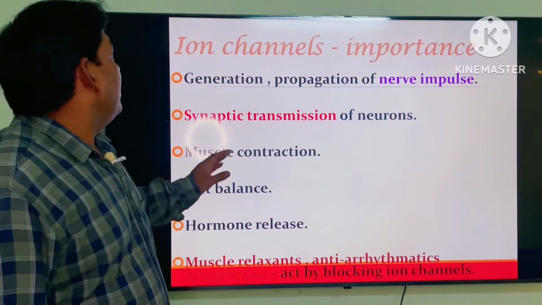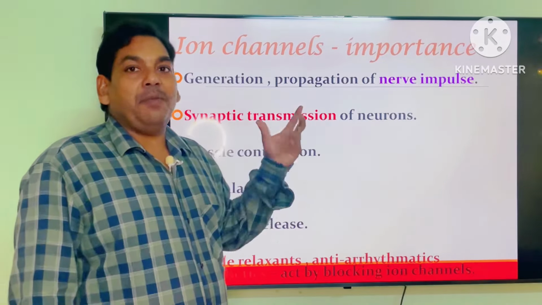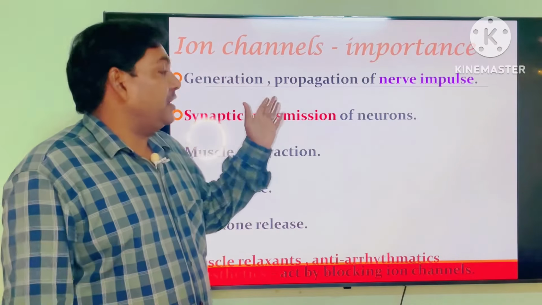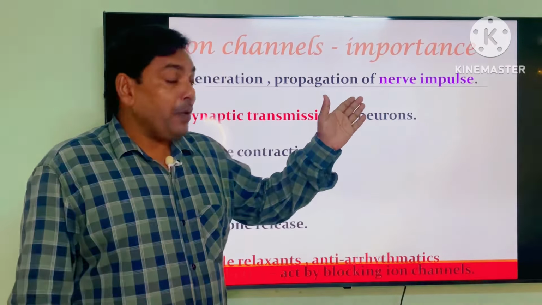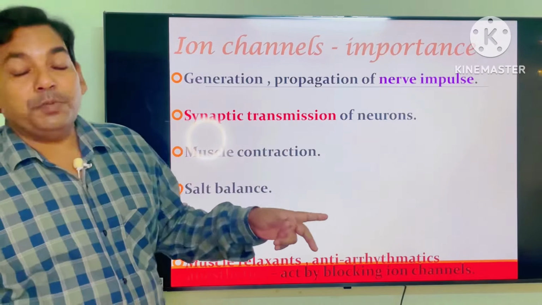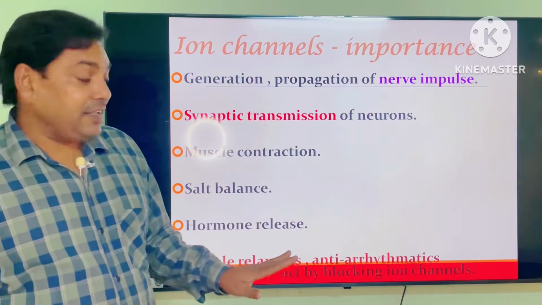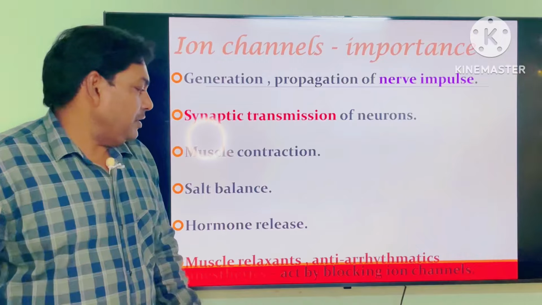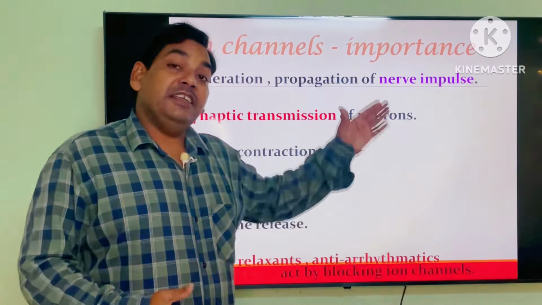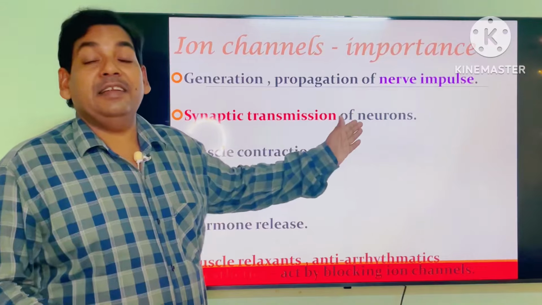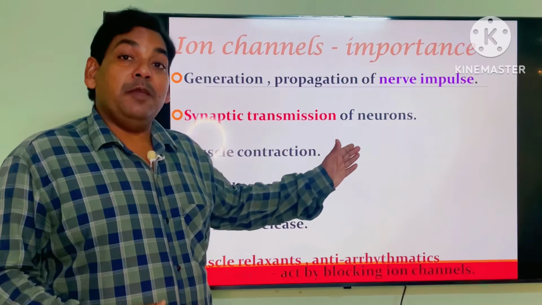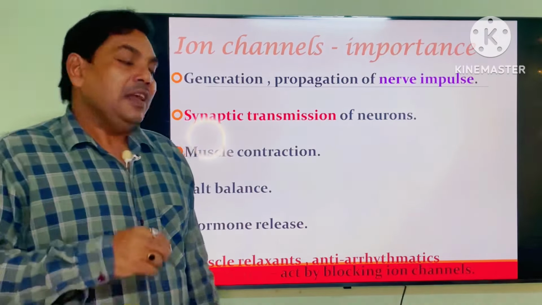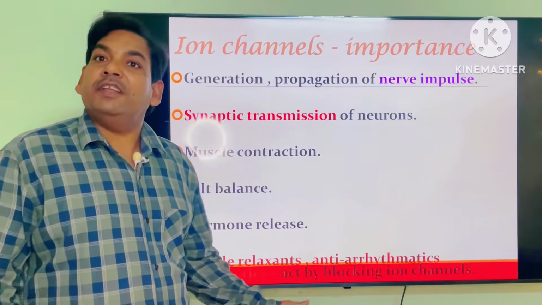Okay, next, this is important. What is the importance of the ionic channel? The ionic channel plays an important role in the generation and propagation of nerve impulses, synaptic transmission of neurons, muscular contractions, salt balance, hormone release, and muscle relaxation. These are the importance of the ligand-gated ion channel, which plays an important role in nerve conduction, in the synapse, in the muscles, and in ionic balance and hormone release.